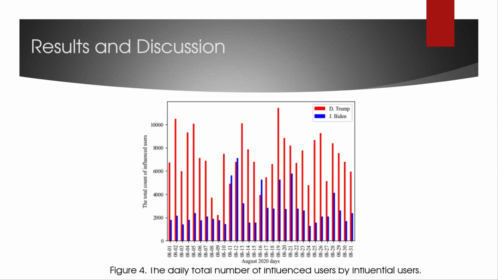The deep knowledge scores were calculated to identify the influenced users who interacted positively toward the influential users' tweets. As seen in Figure 4, Donald Trump was significantly more influential than Joe Biden during the analyzed period, except for 3 days, where Joe Biden managed, albeit to a minimal extent, to influence more users than his Republican counterpart. The number of users who reacted positively to Trump tweets on some days exceeded 10,000 influenced users.